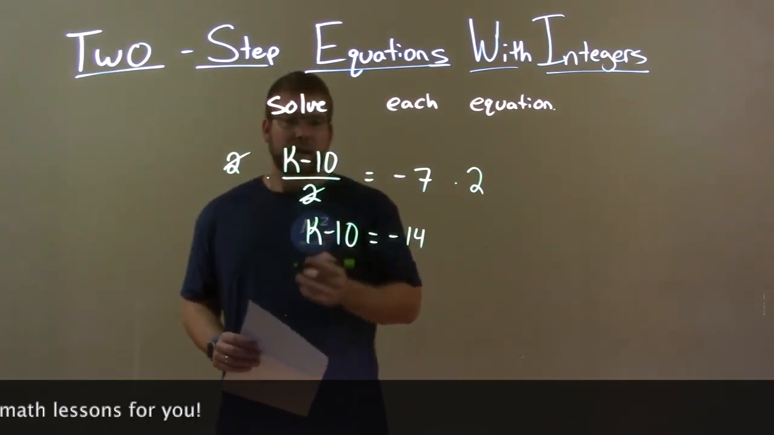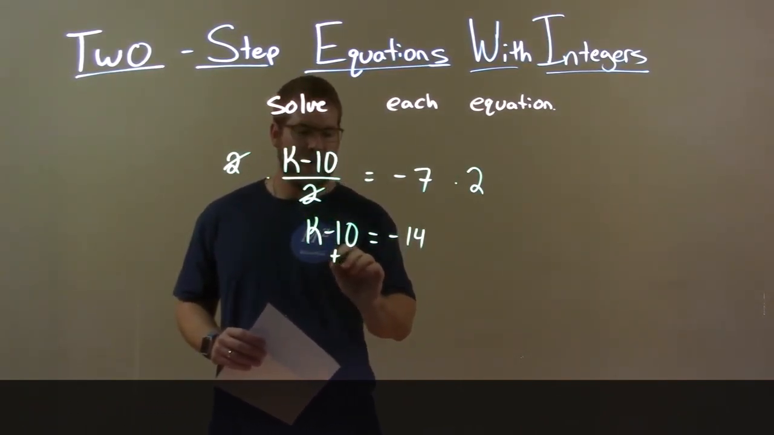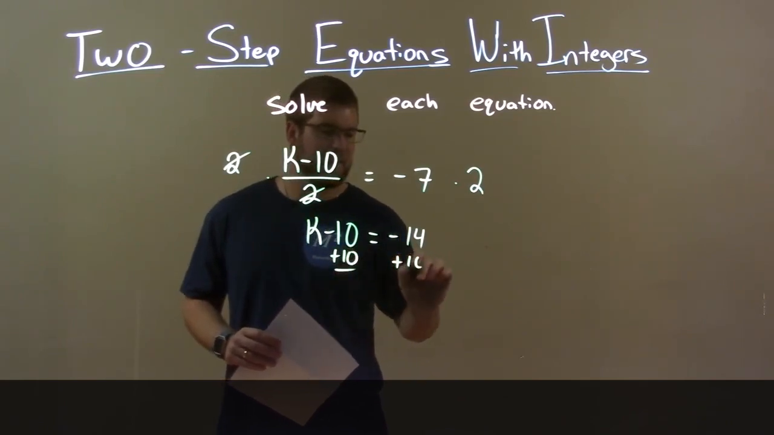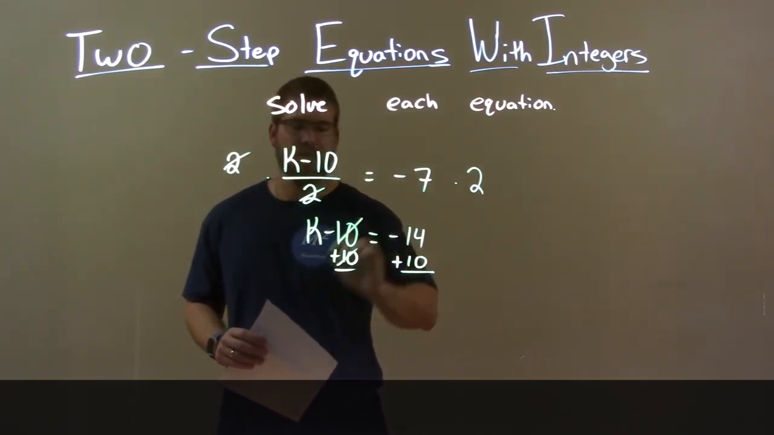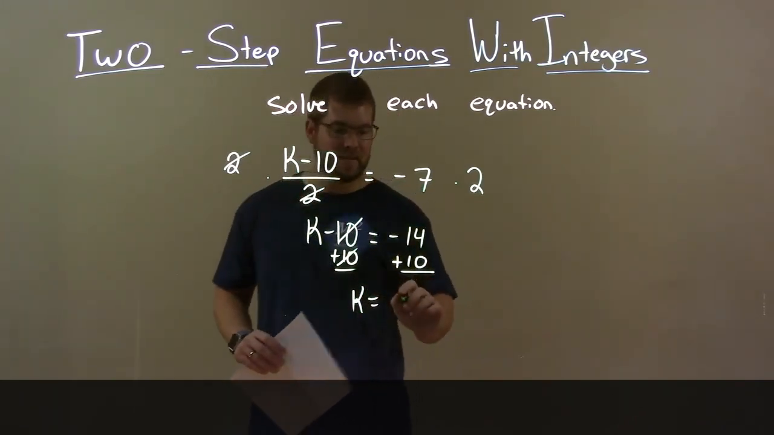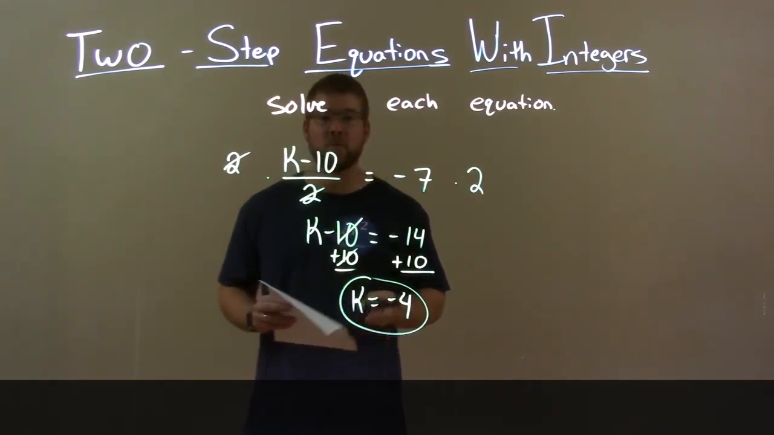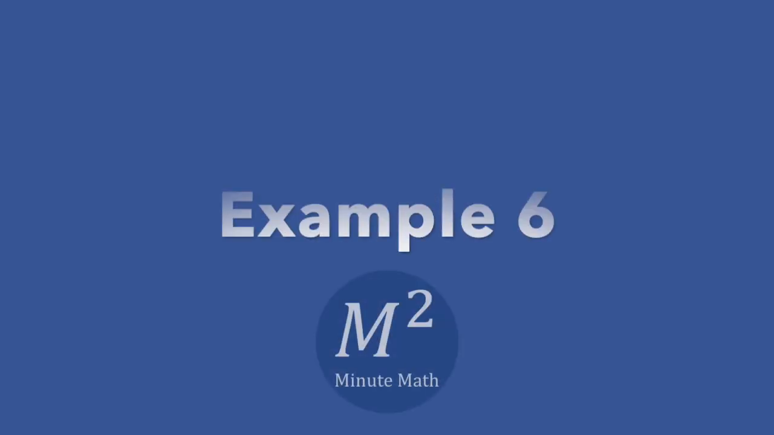Now, to get k, again, all the way by itself, opposite of subtraction is addition, I'm going to add a 10 to both sides. This cancels a 10 out there, giving me k by itself, and negative 14 plus 10 is a negative 4. And so my final answer here is k equals a negative 4. Quick.